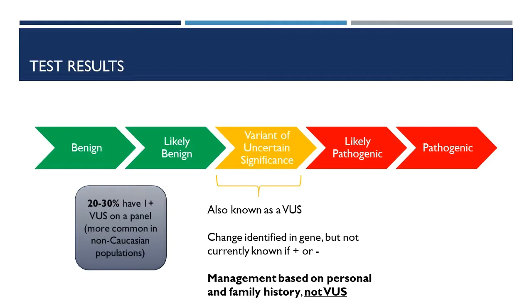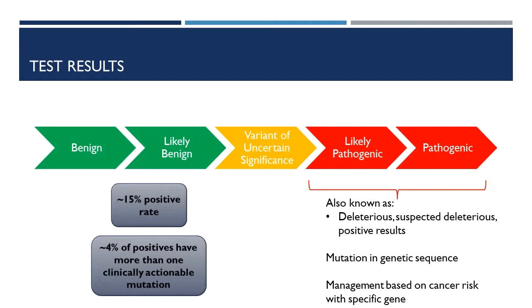A positive result indicates that a likely pathogenic or pathogenic variant was identified. Management is based on the cancer risks associated with the gene and variant. In our program experience, approximately 15% of patients who undergo testing will have a pathogenic or likely pathogenic variant, with 4% of these patients having more than one clinically actionable variant.